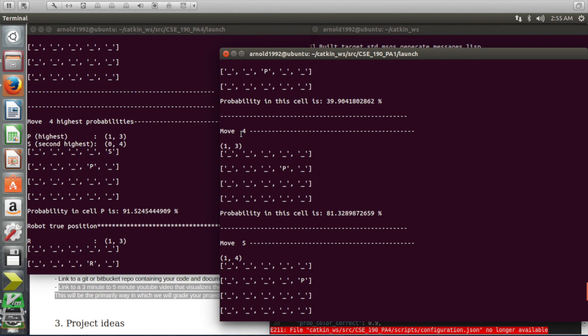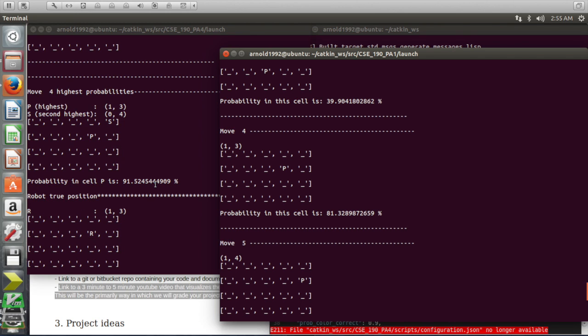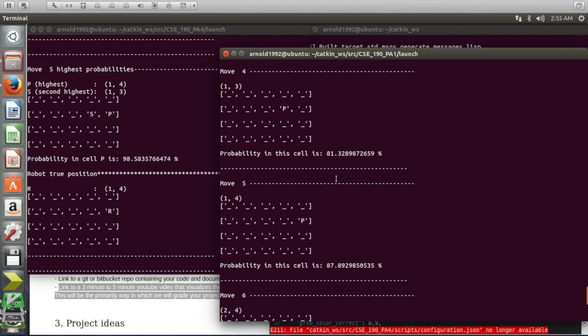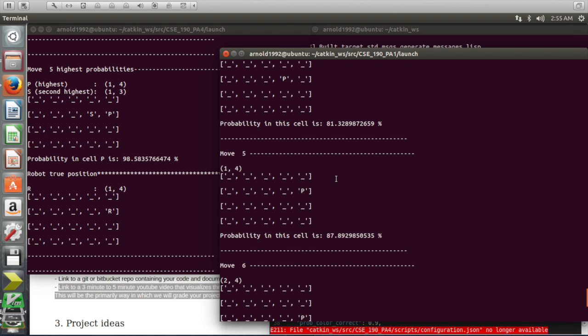After move 4, both filters correctly predicted where the robot is with the highest probability. However, with PA1 it is only 81% certain compared to 91% certain just after move 4. After move 5, both of the probabilities go up, as they still correctly predict where the robot is, but there is still around an 11% difference in certainty, with the color sensor having the edge.